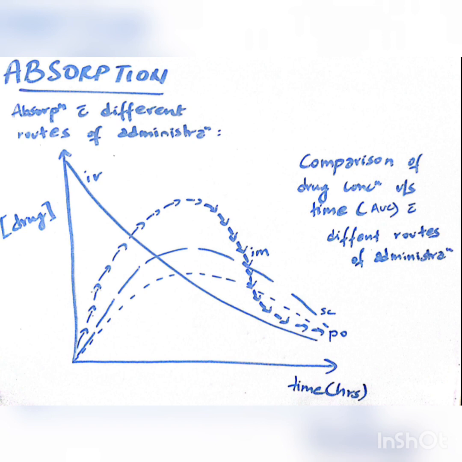I wanted to give you guys a quick graph to compare the concentration versus time graphs of different forms of administration, such as IV, IM, SC and PO. As we can see, it is very easy for the IV drug to enter the circulation right away, which is why its concentration is highest at time 0 and it decreases with time.